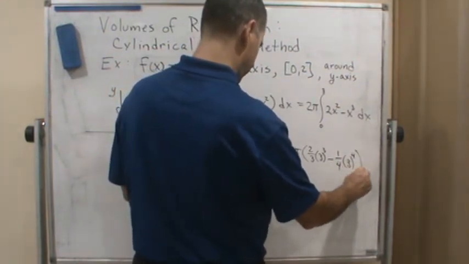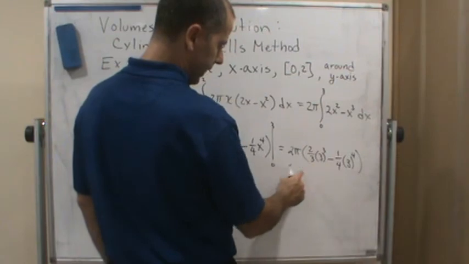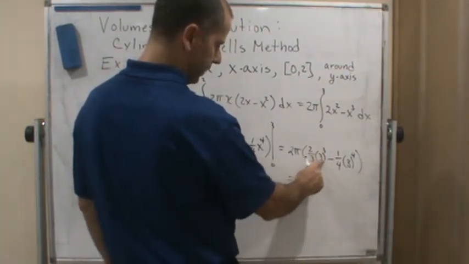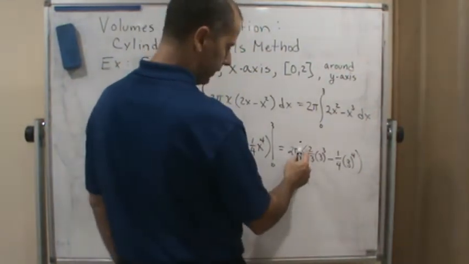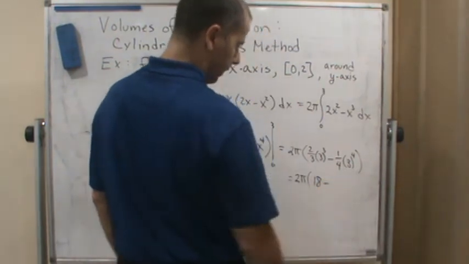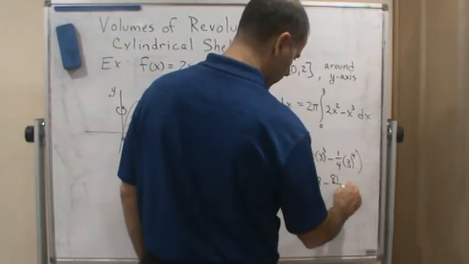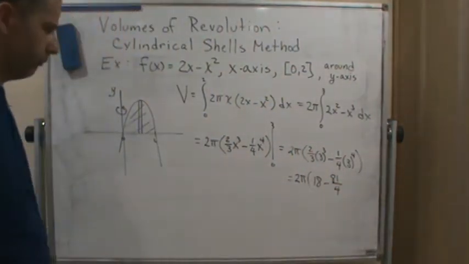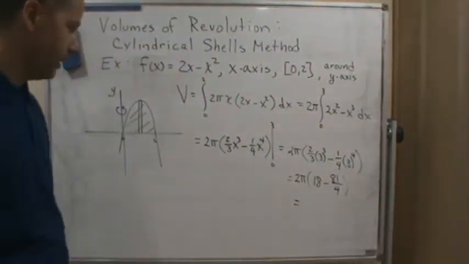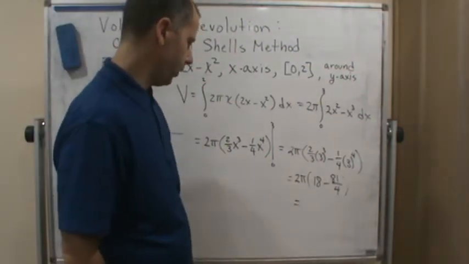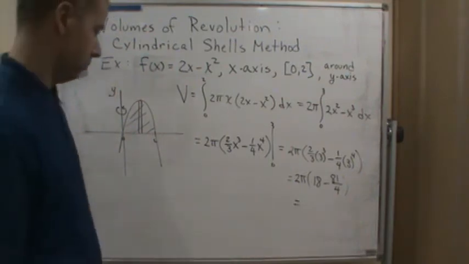Okay, and so now if I simplify this, I get 9 times 2, because this 3 is going to cancel with one of these. So I'm going to get 2 pi times what? 2 times 9, which is 18, minus, well, this is going to be 81 over 4. And so if I simplify this thing, what do you get? Well, I'm going to put this over 4, so that's going to be 72. So 72 over 4.